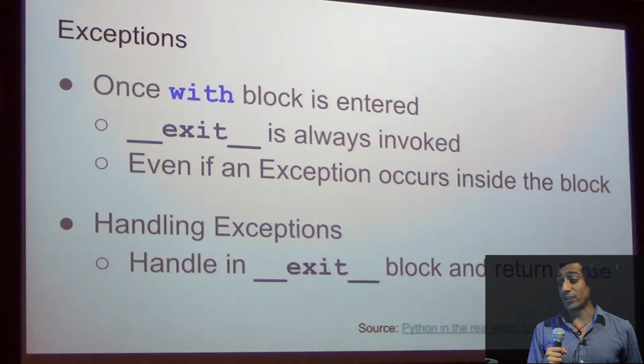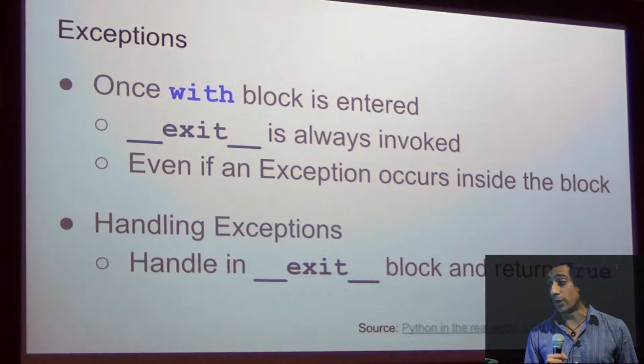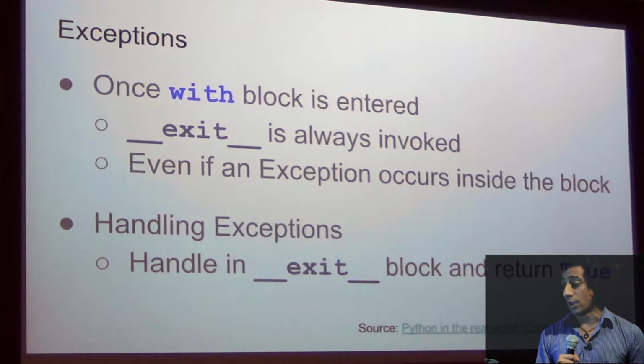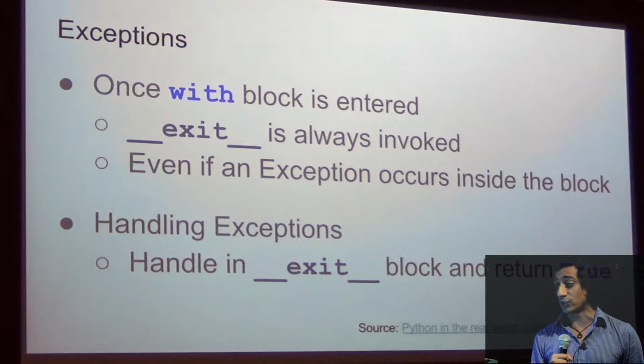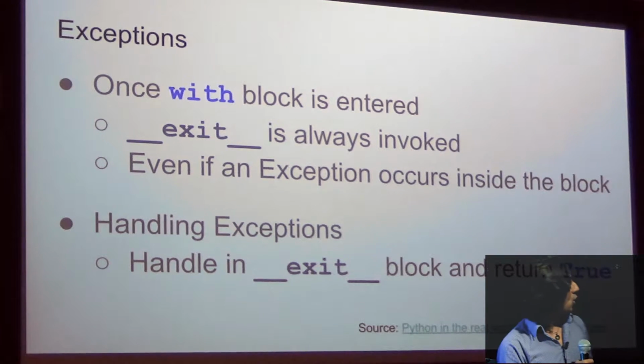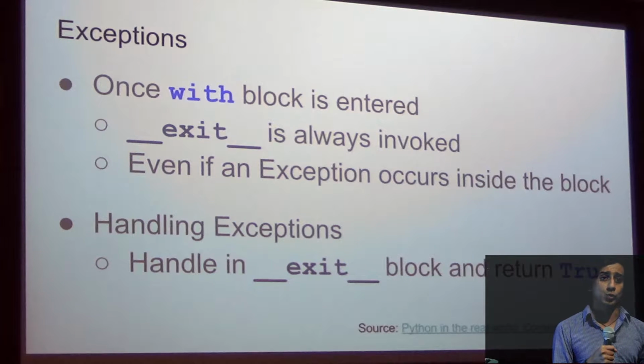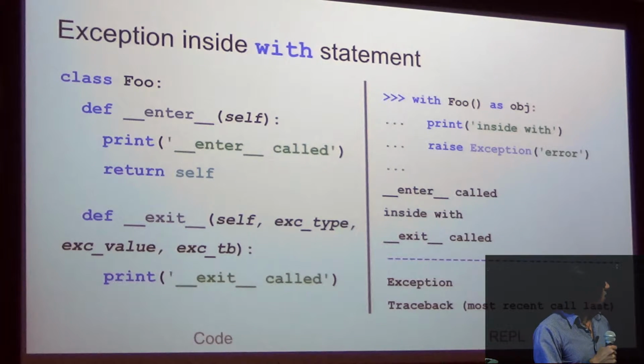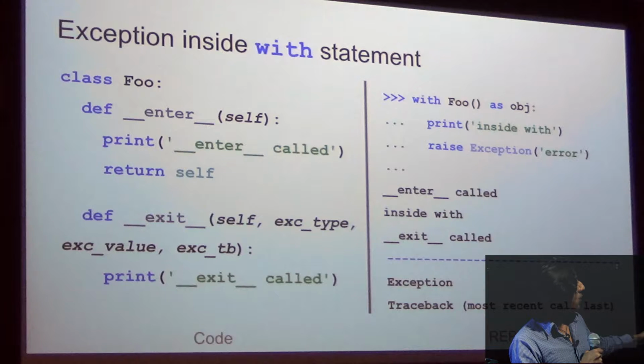So once a with block is entered, it's always going to go to the dunder exit method. So it's always going to be invoked, even if an exception occurs inside the block. And so the way we can handle exceptions within these context managers is to put code in our dunder exit method and then return true to suppress the exception going up the chain. So let's go back to our foo class. We'll just do the same class as before, but inside of our with statement, we'll raise an exception after our code. So you can just go to the output. So it goes enter, inside, exit, and then we have some code about an exception with a traceback.